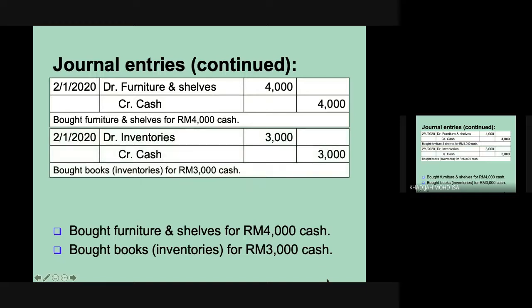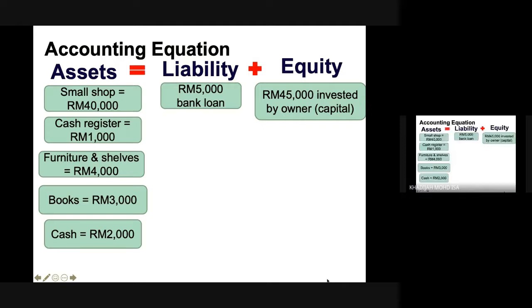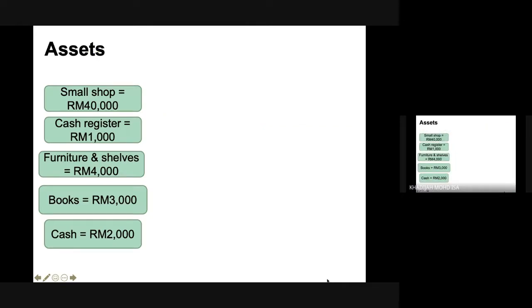And then finally, you have inventories. Initially, you don't have any inventory. Now you bought inventories, 3,000. But again, you have to pay cash, 3,000. Okay, so far so good. So here, for the same example, we are going to put asset here.